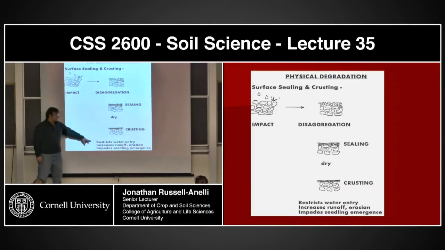Once I restrict that water entry, I'm going to increase the erosion and runoff. And finally, this is the next step down the road, but if I seal that surface, I'm going to impede seeds going in, and I'm also going to impede seedling emergence. So by sealing this system, I'm also reducing the amount of vegetation that's going to be on the system. Okay?